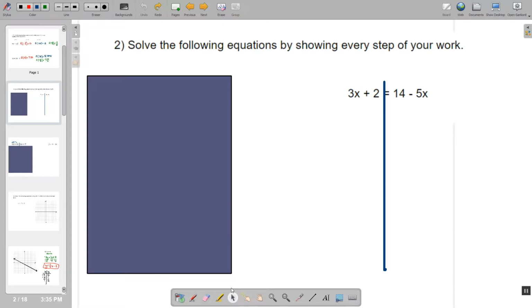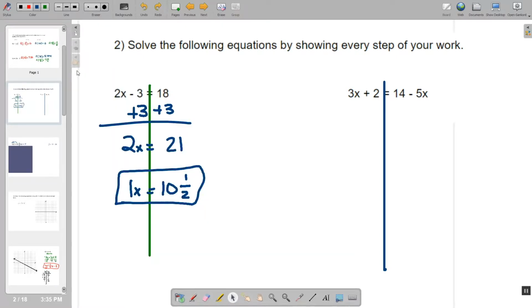So for solving equations, the first one I did for you. We added 3 to both sides, and then we divided by 2 to everything, and we ended up with 1x is equal to 10.5 or 10 5/10. Either option would be just fine. I'm going to solve the one on the right.